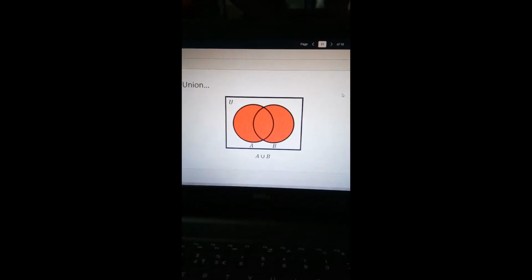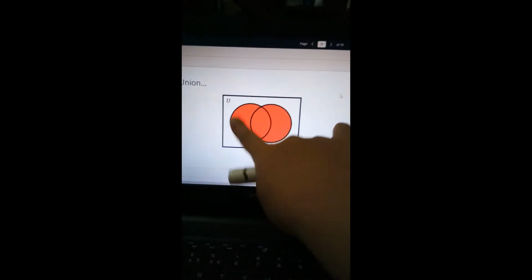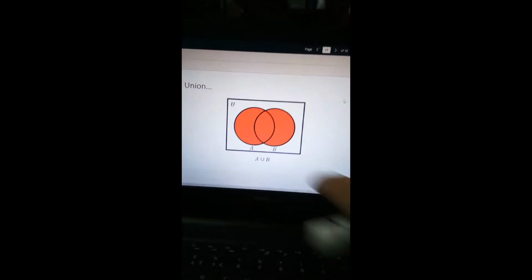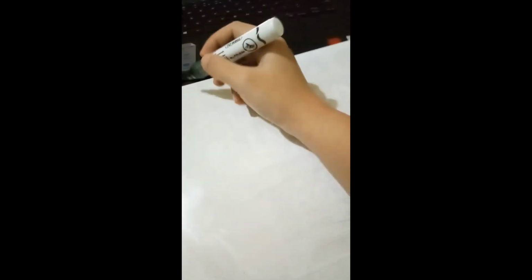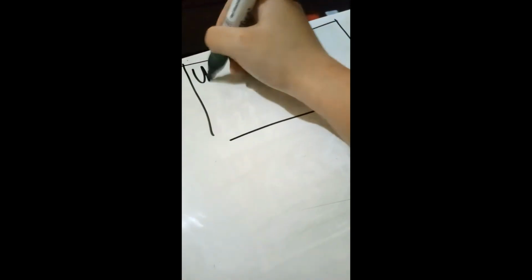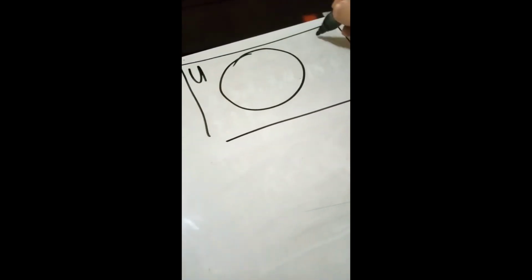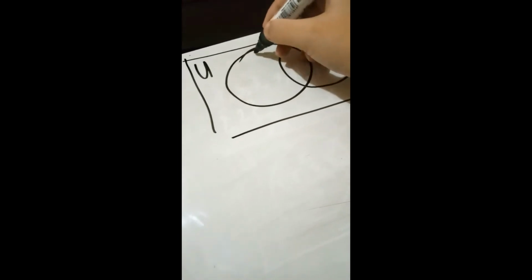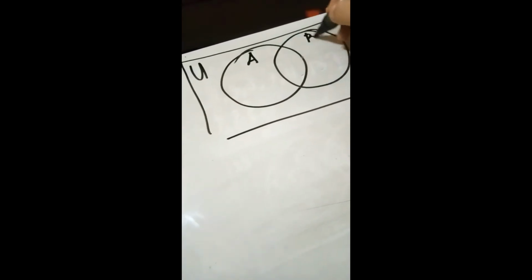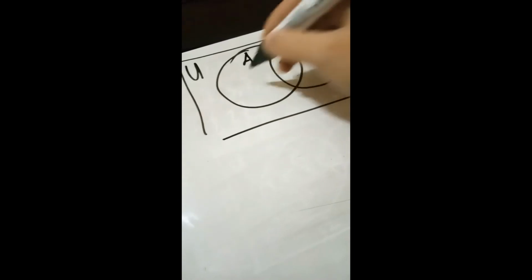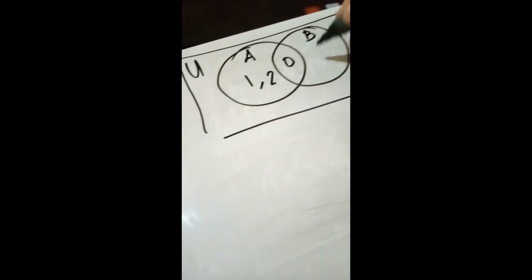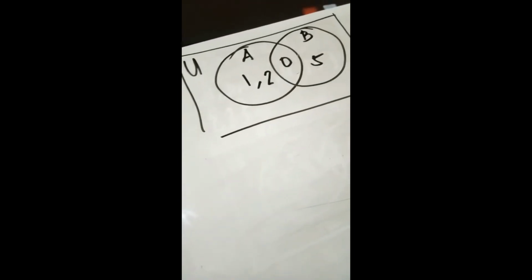Let's start with your A union B. These are the shaded portions where you will get your A union B. Okay, so let's have an example. Kunyari, for example, let's say this is set A and then set B. 0, 1, 2, 5, 6. For example, this is your set.